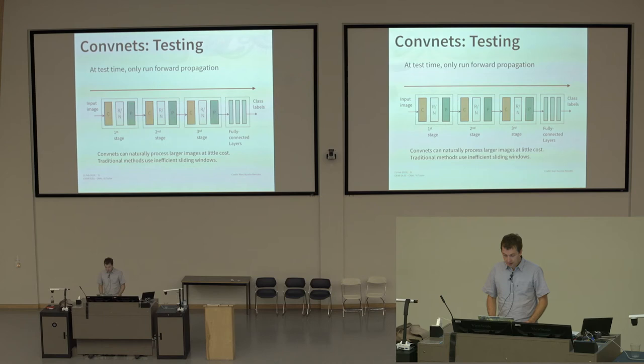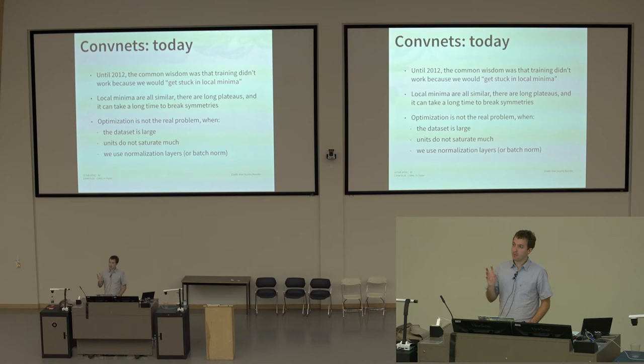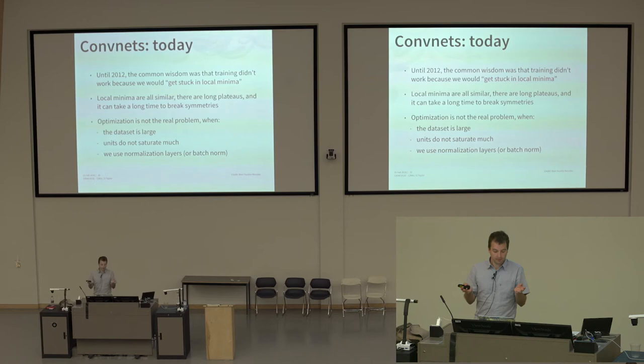Okay, a little history lesson. I'd like to take a moment to put ConvNets in historical context. They've been around in some shape or form since the 1980s. However, it's only in the last few years that they've really started to accelerate and achieve success on large-scale vision tasks. The common wisdom up until 2012 was that we were getting stuck in local minima, and that was a big problem. But now the thinking is that local minima really aren't the problem. There are plateaus. There are, of course, local minima, but the results are all kind of similar, all right? So it just takes a long time to break symmetry.